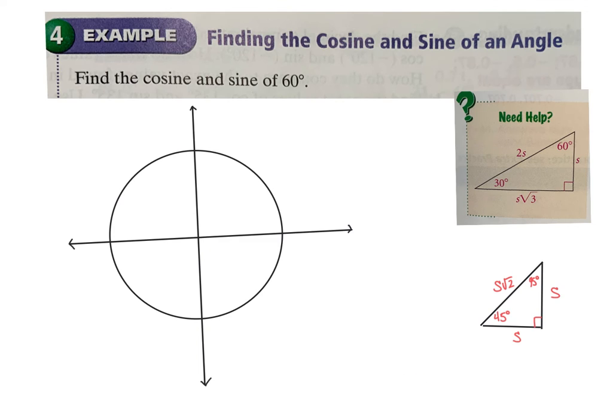All right, so let's look at 60. If I were to do a 60-degree angle, opposite over hypotenuse is my sine, and adjacent over hypotenuse is my cosine. So I'm going to draw this in standard position. Here's my 60 degrees. If I want to figure out what my x and y values are, where it ends, I need to find my cosine.